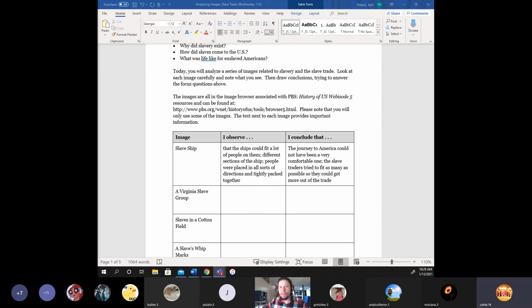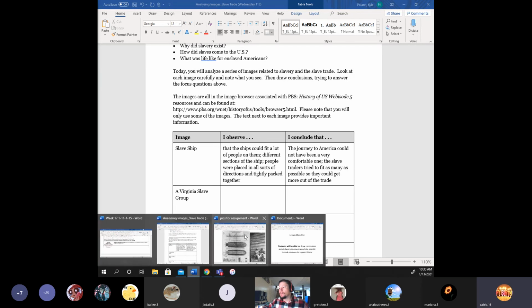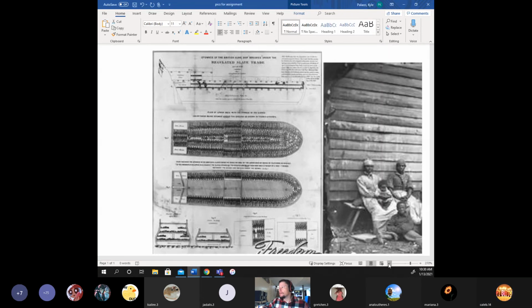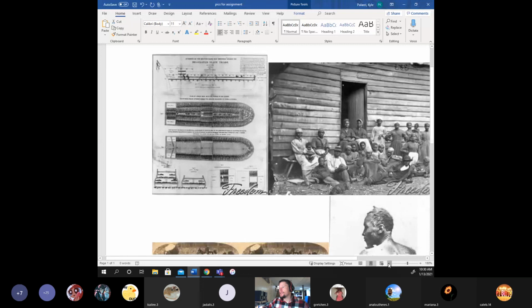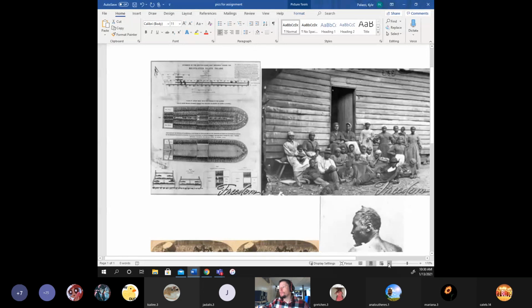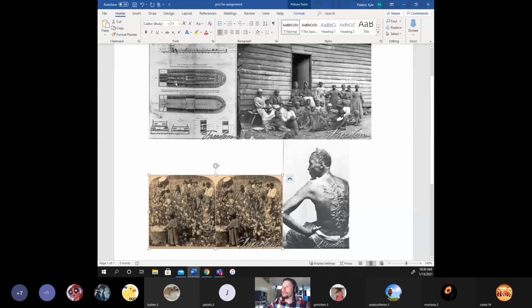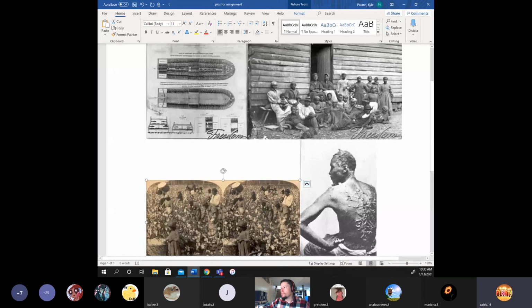Where are the pictures again? I'm going to post them here on my shared screen. So number 2 is up here. It goes in order 1, 2, 3, 4. So for 2, you would start here. So this is the group of 4.